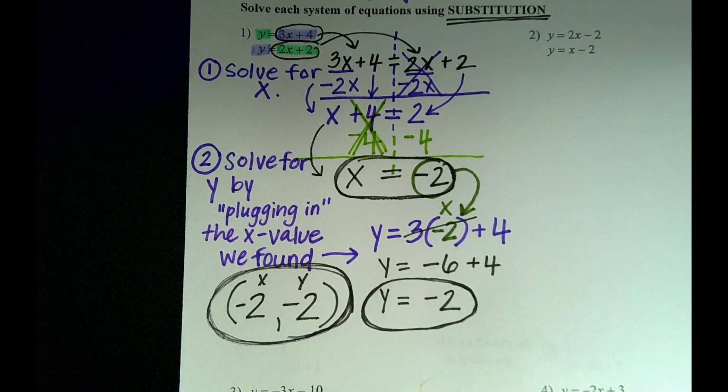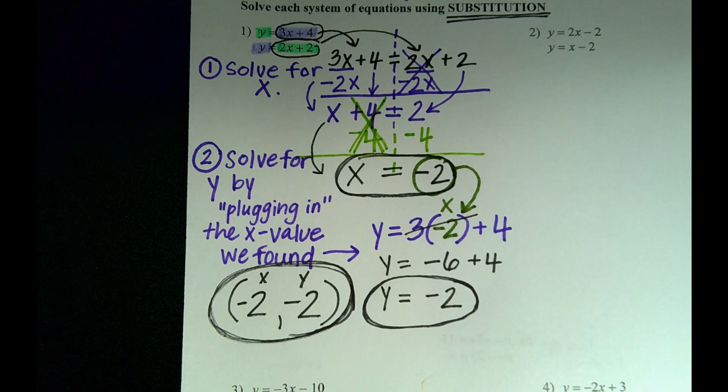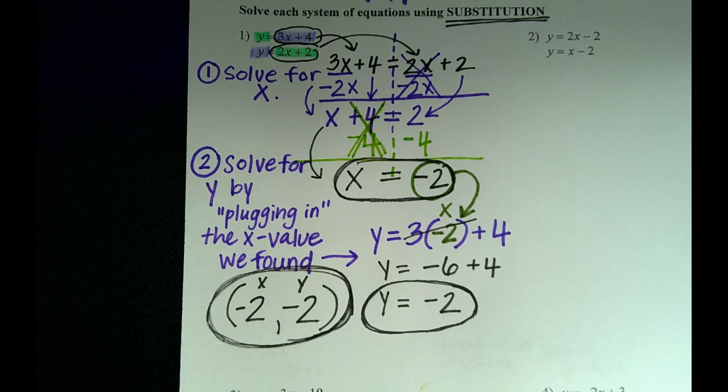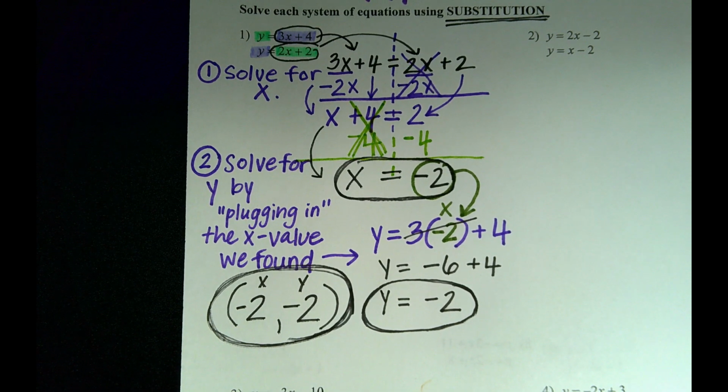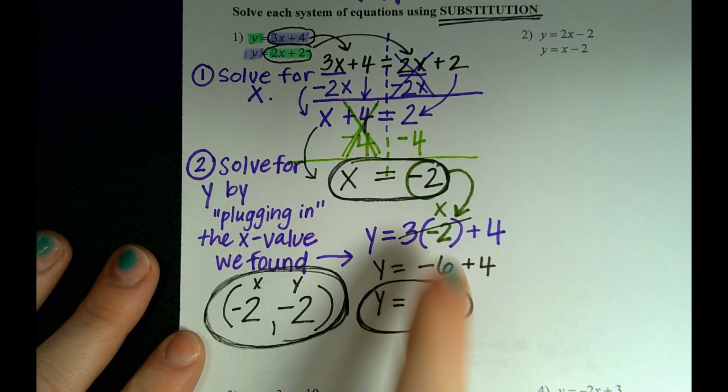So that's a little review of how we do substitution. There it is. We're setting the equations equal to each other, removing the y to solve for x. Once we have x, we can solve for y by using that value in one of the original equations.